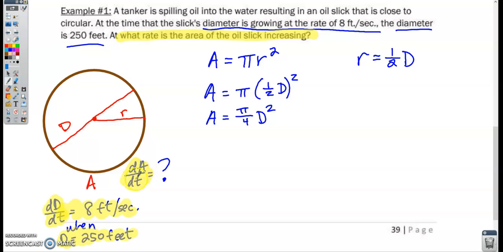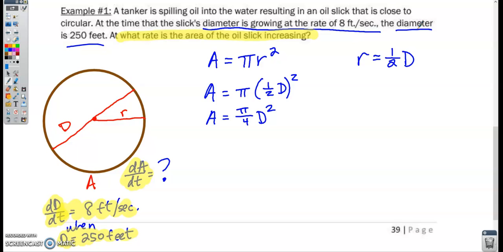The variable that we're looking for is related to A, and then we know dD/dt and D, so we've got D in here. Now that we have this equation that relates the variables, notice I'm not going to substitute 250 in here for D, because 250 feet is a snapshot. It's what the diameter is at a moment. The diameter is changing. The diameter is not a constant value. So I'm not going to substitute that into this equation before I differentiate. So now we're done with step 4.